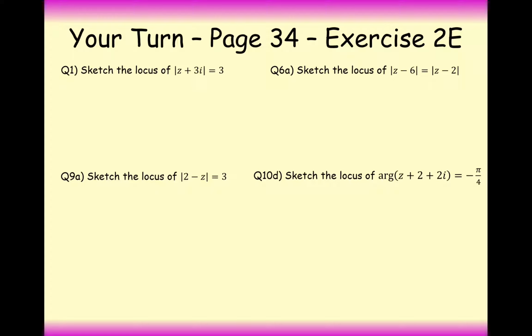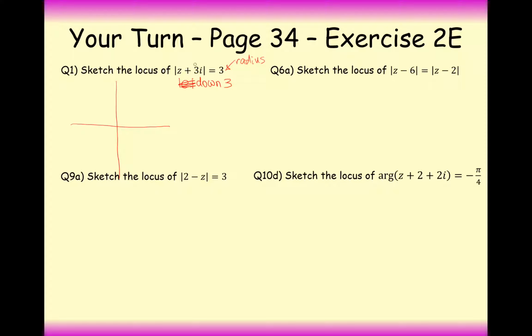Alright then, let's have a go at this together. The first one here is a bit of a basic one. It's not left, it's going to be down because it's an i value. So it's down 3 and it has a radius of 3. Now why is it down by 3? Because it's plus 3i. Whenever there's an i part on this transformation, that means you're moving along the imaginary axis up and down. And it's always the opposite of what you've got inside this transformation.